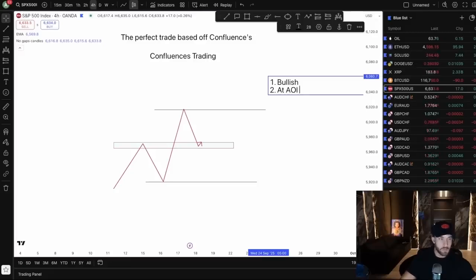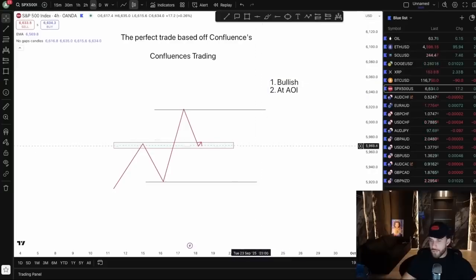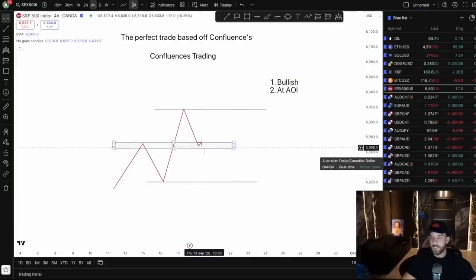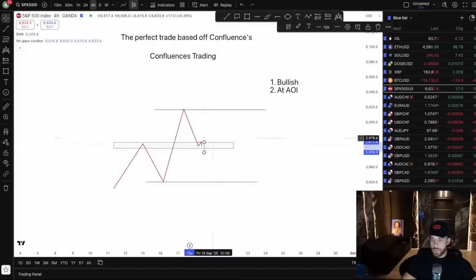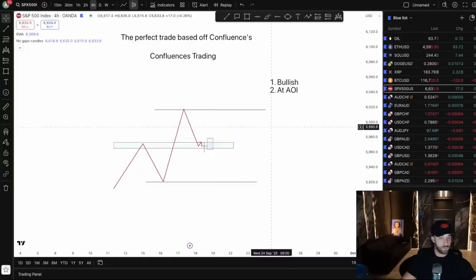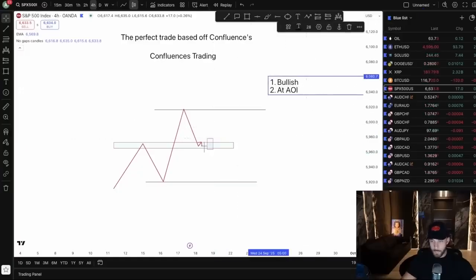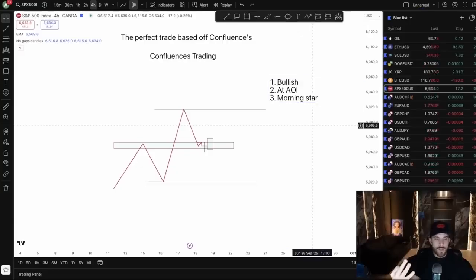All right, cool. What else do we have? So we also have at this area, let's say this is the daily time frame or the 4-hour time frame, it has created a doji candlestick, an indecision candlestick. And after this indecision candlestick, it's created a morning star formation. Wow. We have a morning star formation. We have 3 logical reasons on why this trade should go up.